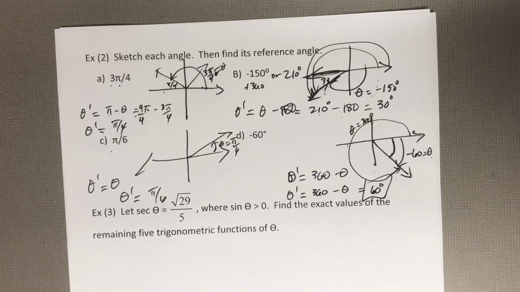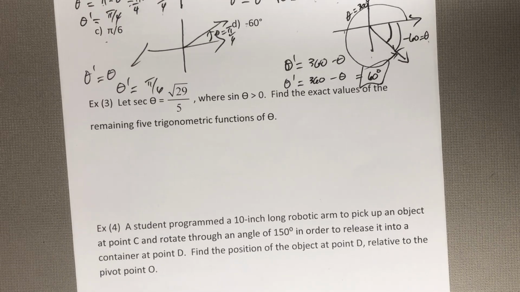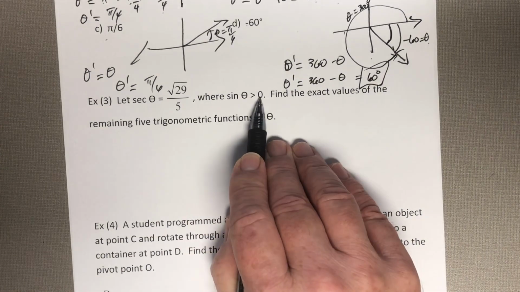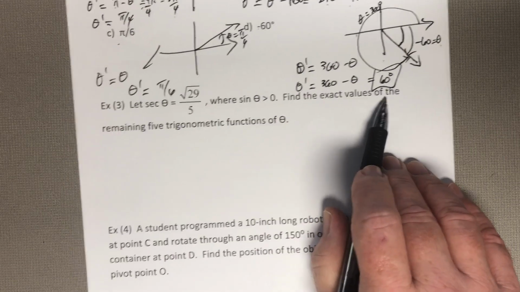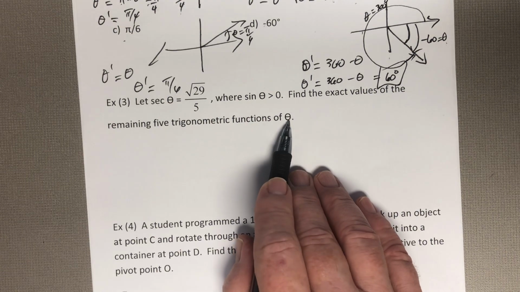All right, let's go to example number 3. Example 3 says, let the secant of theta be equal to the square root of 29 divided by 5, where the sine of theta is positive. Find the exact values of the remaining 5 trigonometric functions of theta.